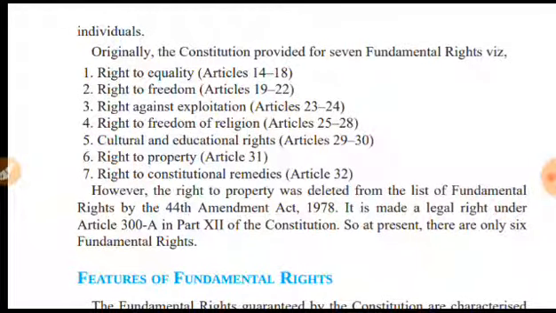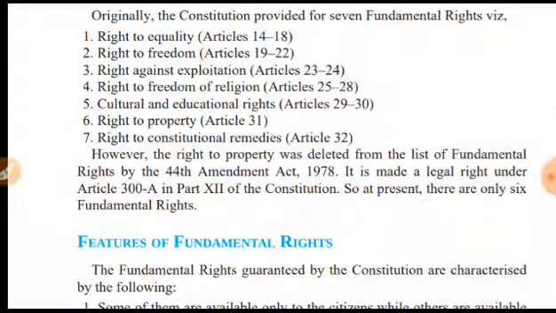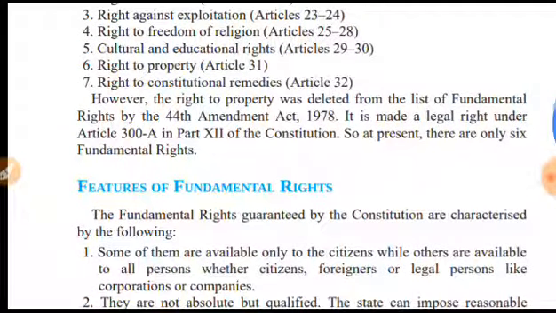And right to equality is article 14 to 18, right to freedom is 19 to 22, and right against exploitation is article 23 to 24. Please remember. Right to freedom of religion is mainly article 25 to 28. And cultural and educational rights are 29 to 30.